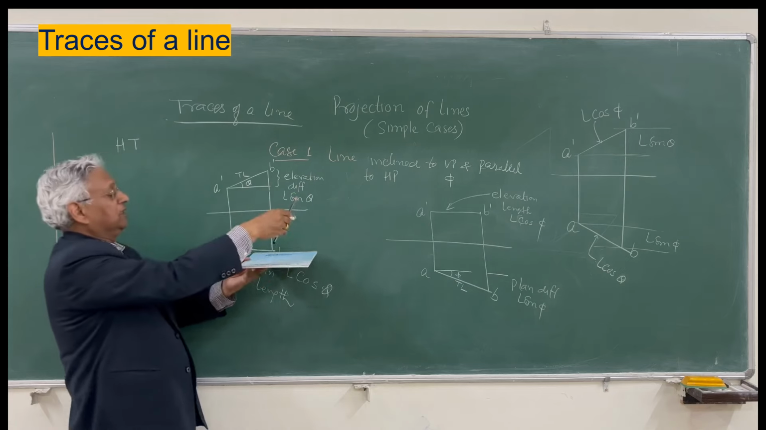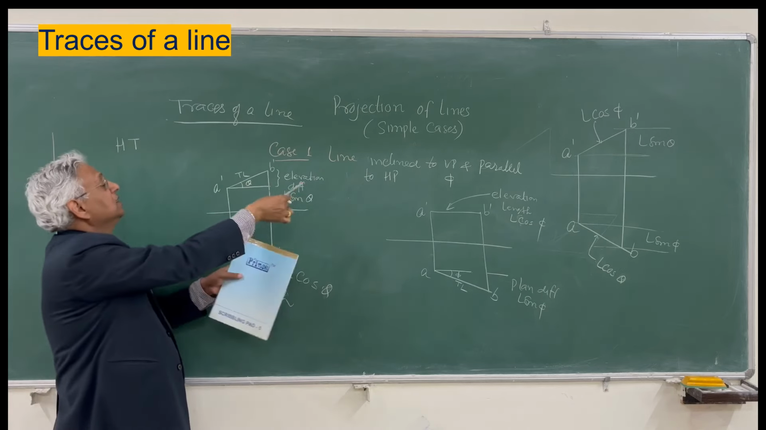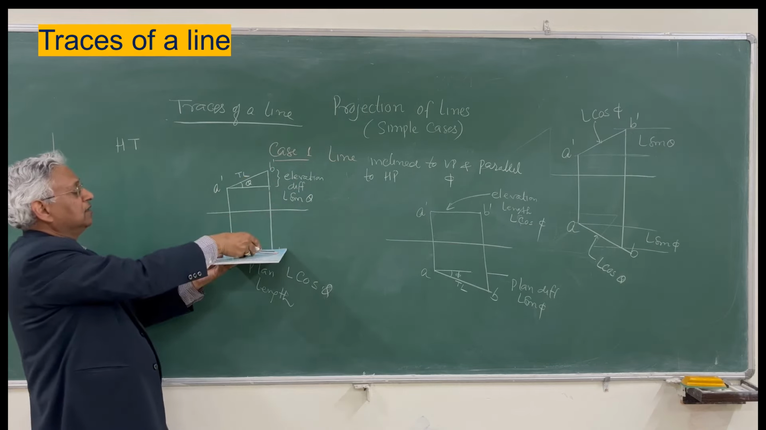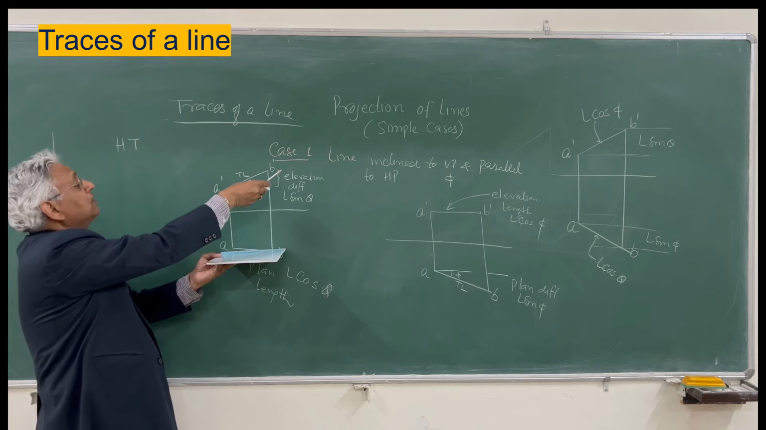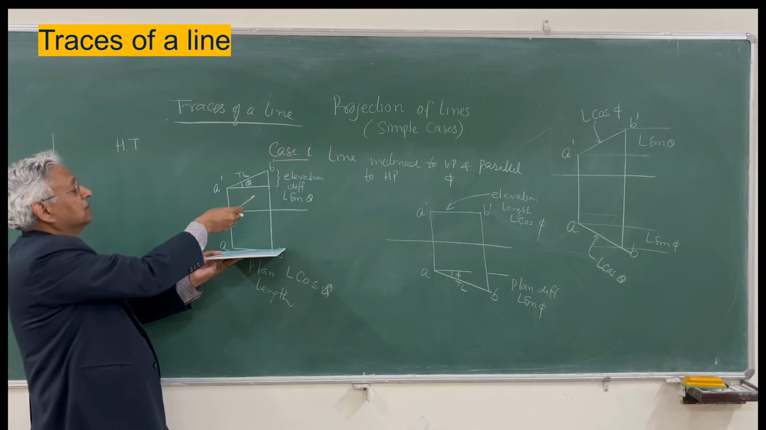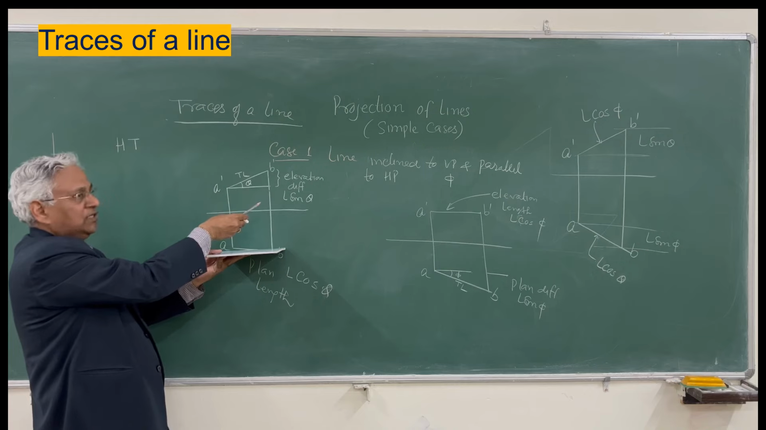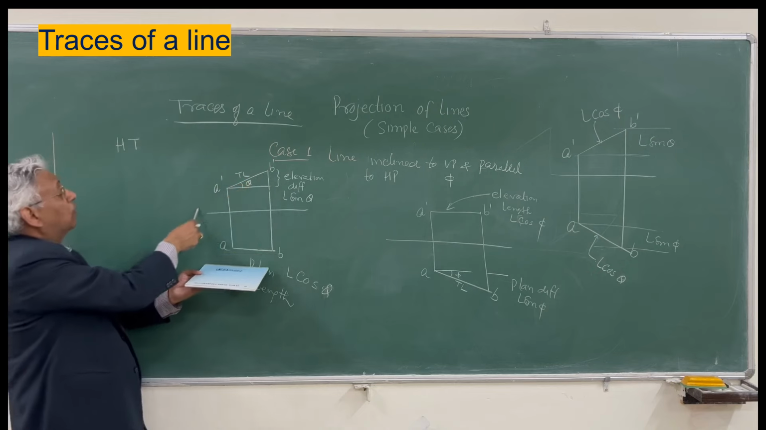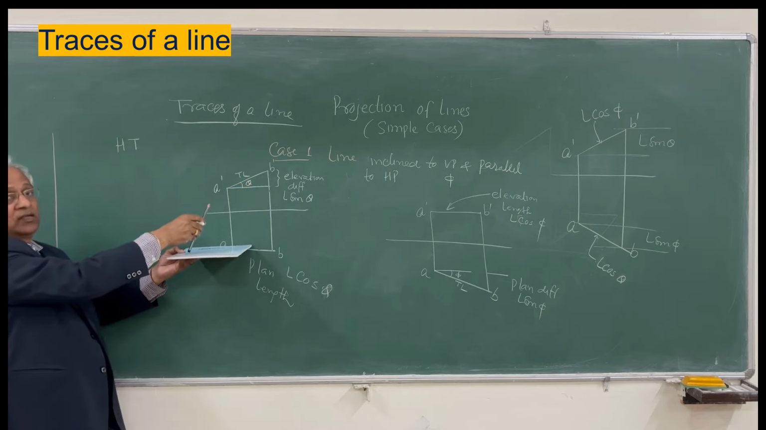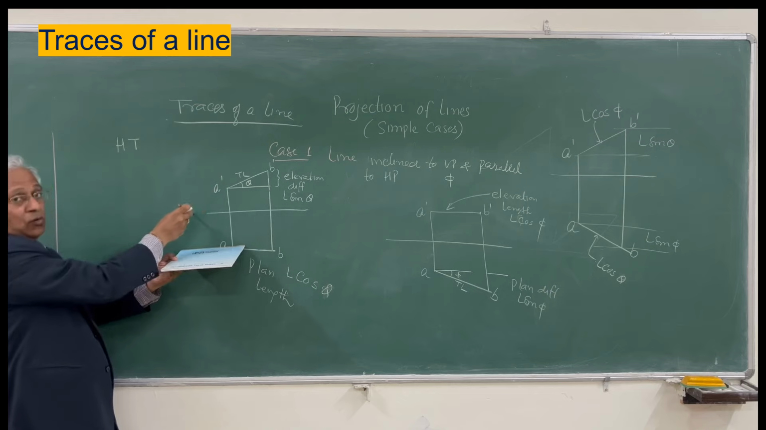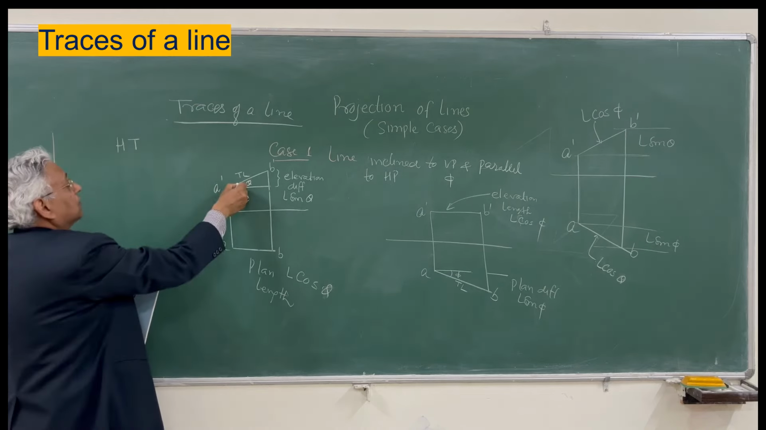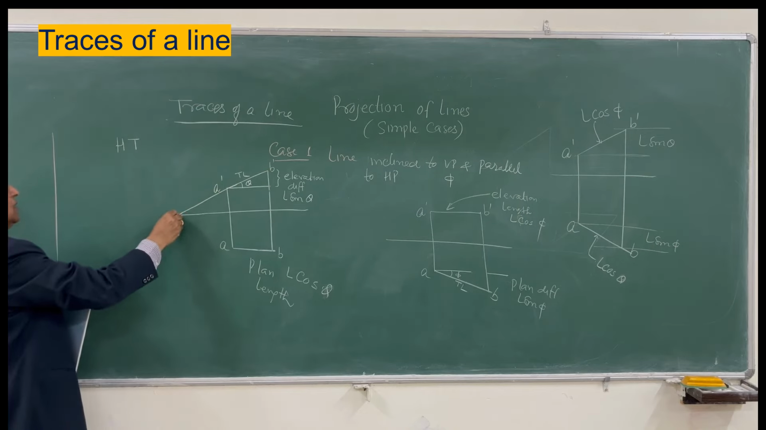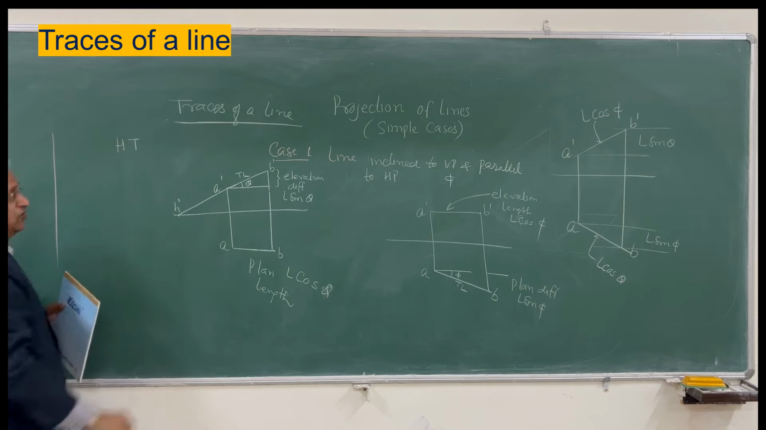So how do you get this point here in this figure? See, this is the elevation and this is the plan. So plan is here, elevation is here. When you extend this line to meet the horizontal plane without changing the angle with the horizontal plane, what happens to the elevation? Elevation slowly moves towards the ground line. And the moment it touches the horizontal plane, this elevation will touch the ground line. So if you extend this elevation to meet the ground line, this is the elevation of horizontal trace, H dash.